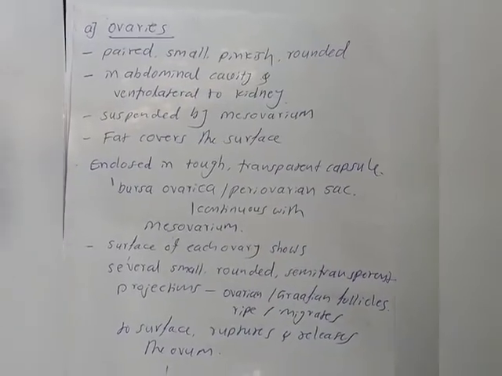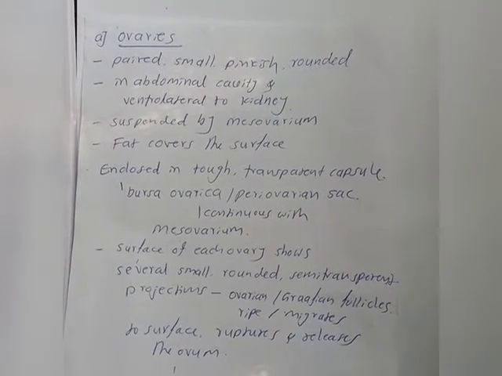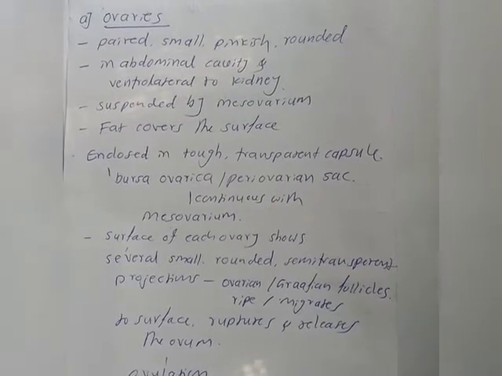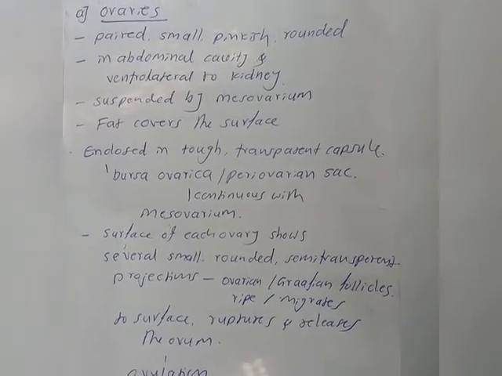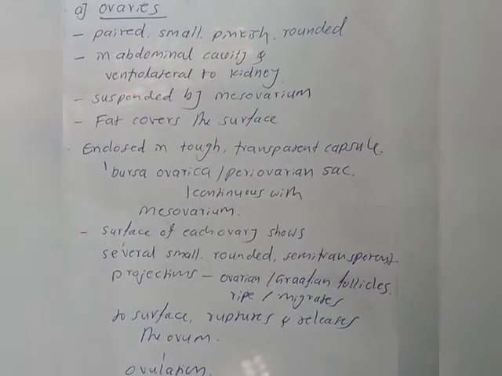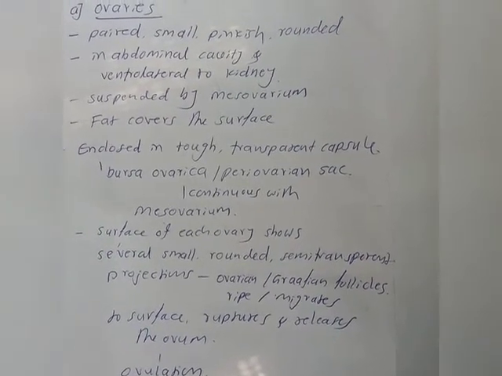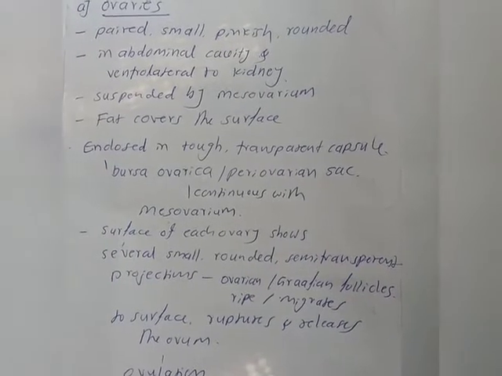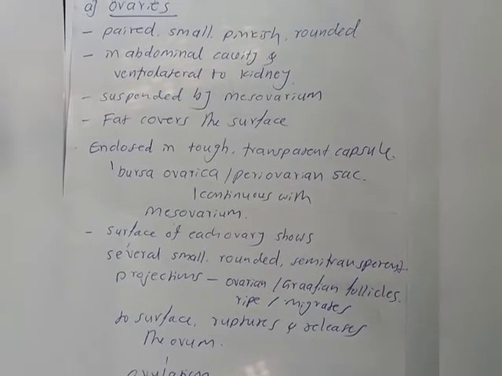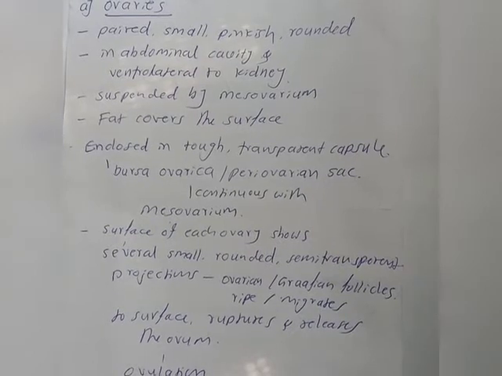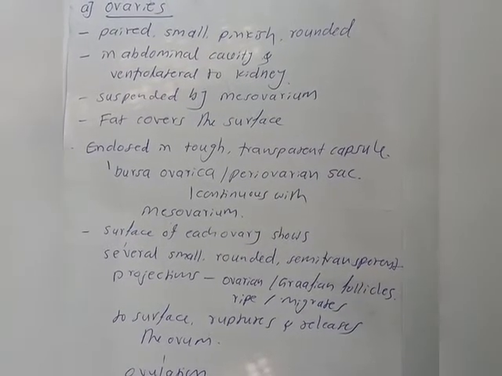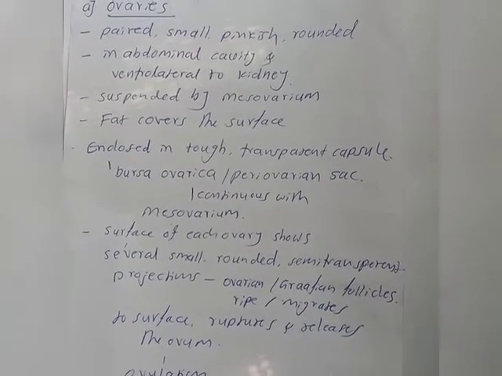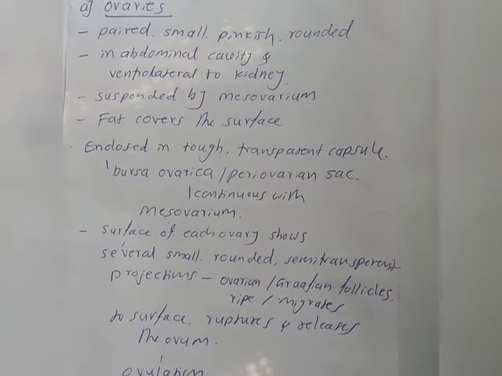So first one is the ovaries. The ovaries कसे आहेत बघा. These are small, paired, pinkish. दिसाला कलर कसा आहे, पिंक आहे. Rounded organs, and ही कुठं आहेत, they lie in the abdominal cavity, ventrolateral to the kidneys. There are two ovaries in the female rat.